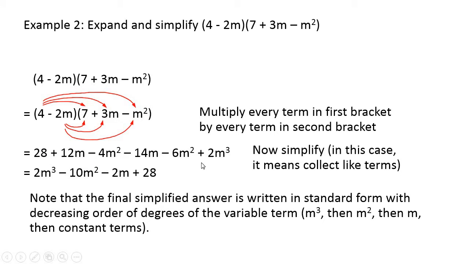Now, we had 2m³ up here, no other m³ terms, so I'm going to write 2m³ here. And then we have negative 4m² minus 6m². That's going to be minus 10m². And 12m minus 14m is minus 2m. And then finally, we just have 28 over here. And we'll rewrite it down here because it's, again, in standard form.